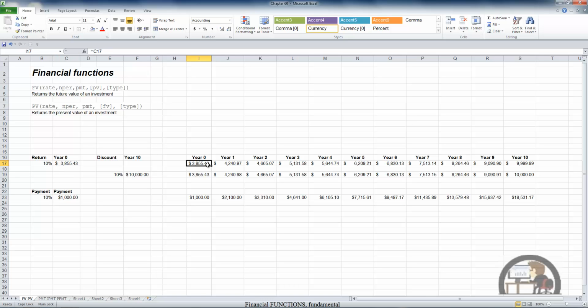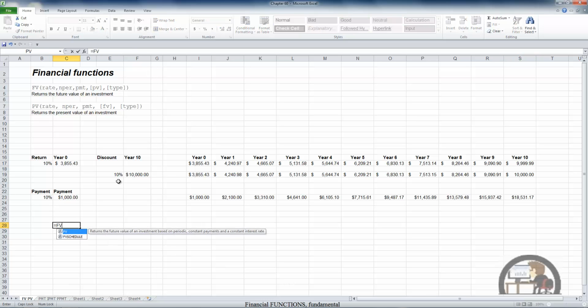So year zero is, of course, the amount of money that we're starting with, the $3,855. Year one is that amount of money plus the return, which is 10% of the $3,855. Added together gives you $4,240, for which in year two we get a 10% return on, and so forth. So we have a compounding effect of the interest that's returned on the investment, so that in year 10 we have just under $10,000. We can have the future value function return that value to us to save us from having to schedule out all of those calculations.